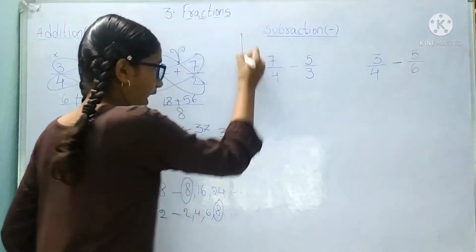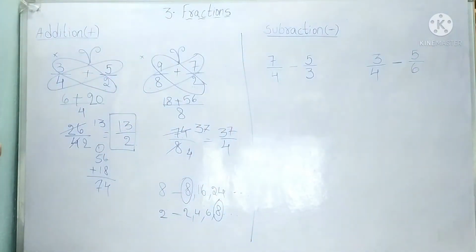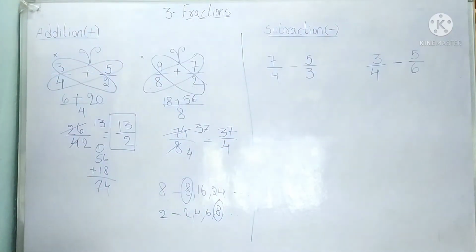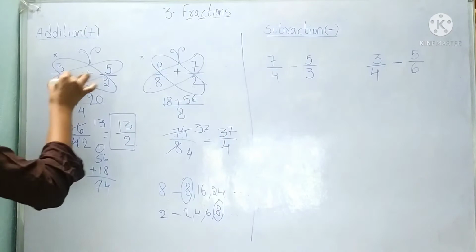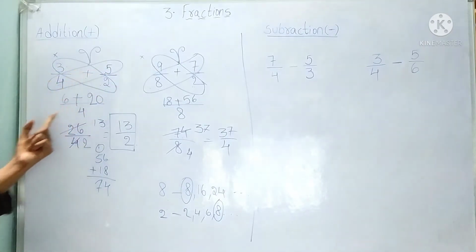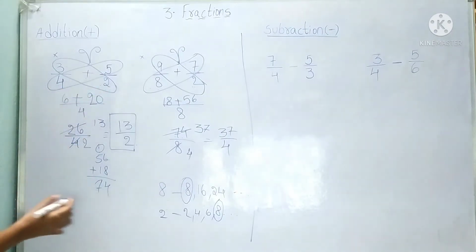Here we have now completed the additions. The butterfly method is very simple. Here we have to multiply this numerator and this numerator too, and then add them, and the denominator we do like this or like this.